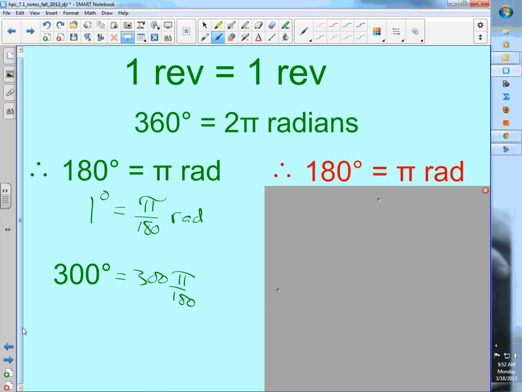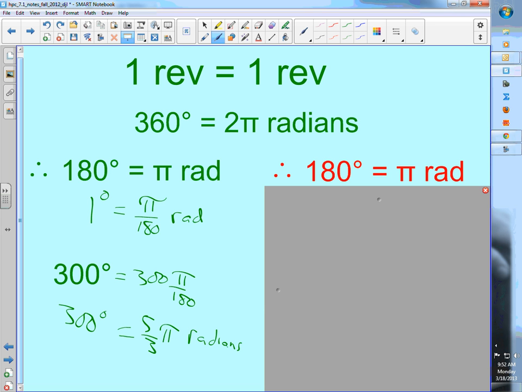300 pi over 180. How does 300 over 180 reduce? 5 over 3 pi. So 300 degrees is 5 pi over 3 radians. That's the answer I'm looking for. If you have to use a calculator to get that, you're in trouble. Stop using the calculator. Force yourself. You need to be able to do it without a calculator.